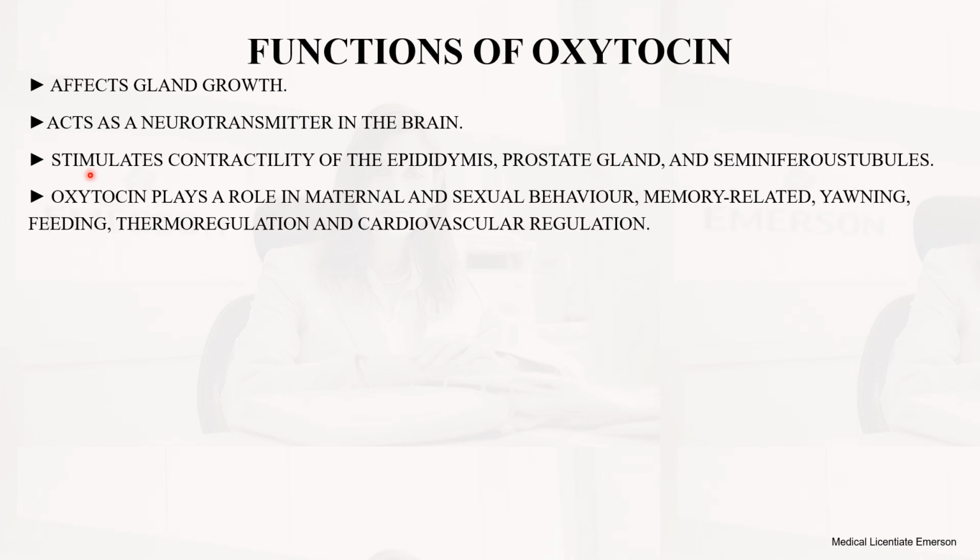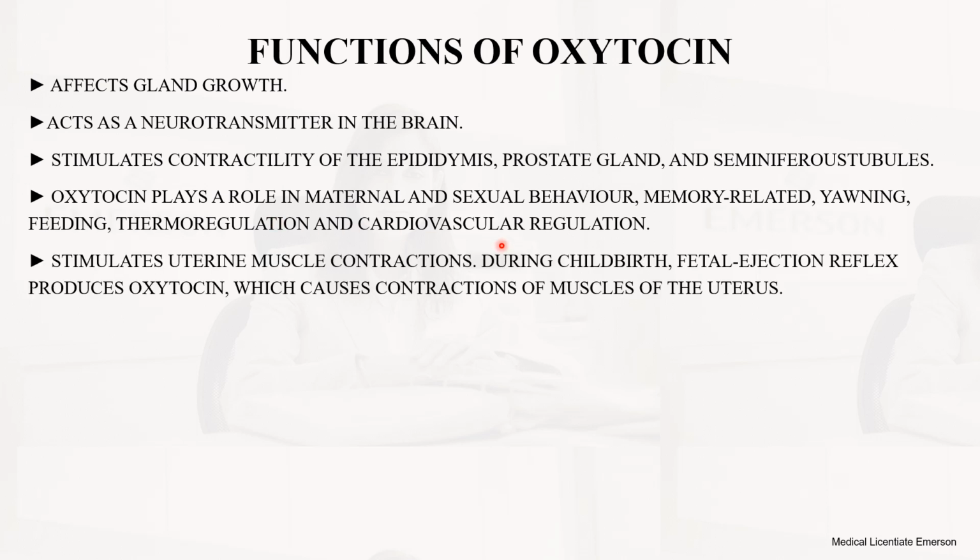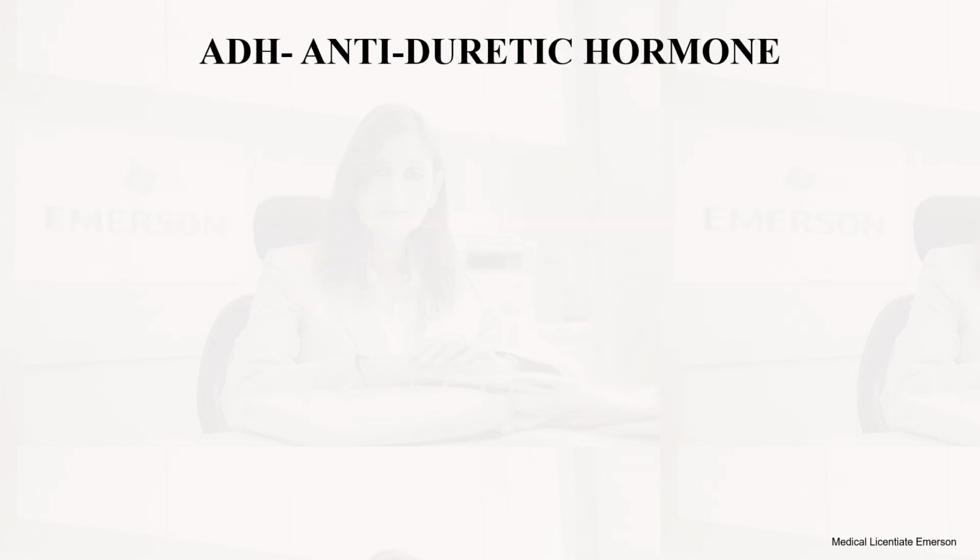Then oxytocin plays a role in maternal and sexual behavior, memory-related functions, yawning, feeding, thermoregulation, and cardiovascular regulation as well. Then it stimulates uterine muscle contractions. So during childbirth, the fetal ejection reflex produces oxytocin, which causes contraction of the muscles of the uterus. So we are now done with our oxytocin.